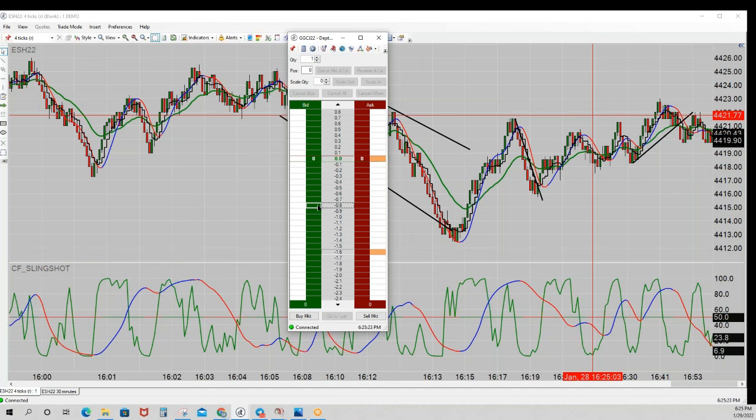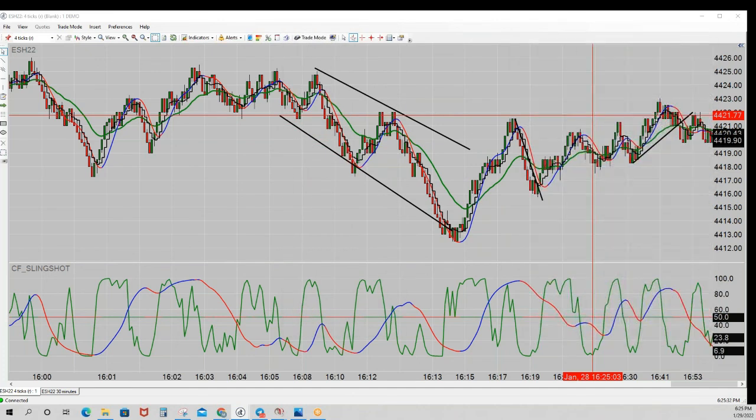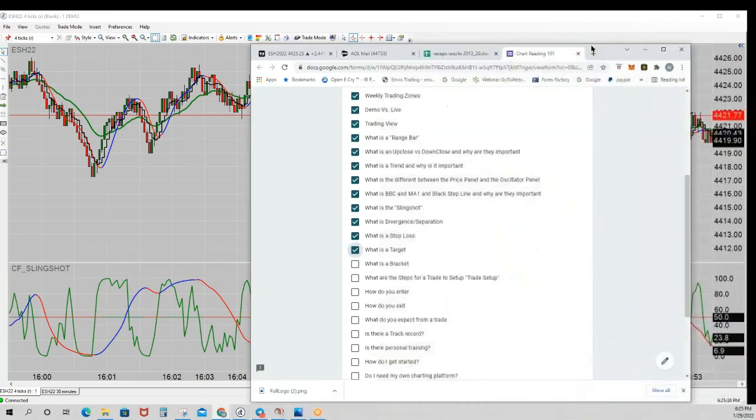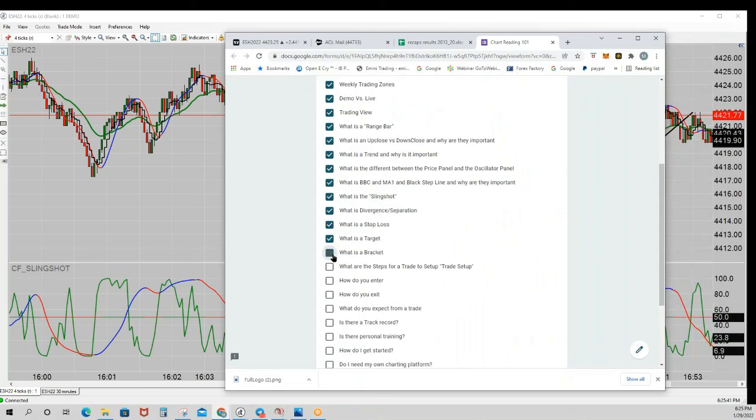When you put a trade on like that, you have a target that's set and a stop that's set. Both of those you can move around. You can grab them and move them around. Again, it's the weekend, so I can't do it right now. But that's how you set a target and a stop at the same time. It's called a bracket.